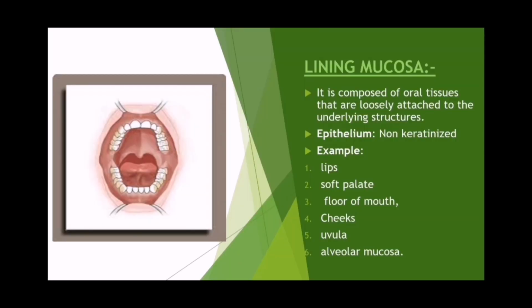Lining mucosa is composed of oral tissue that is loosely attached to the underlying structures, with non-keratinized epithelium. Examples where lining mucosa is present are the lip, soft palate, floor of the mouth, cheek, uvula, and alveolar mucosa.